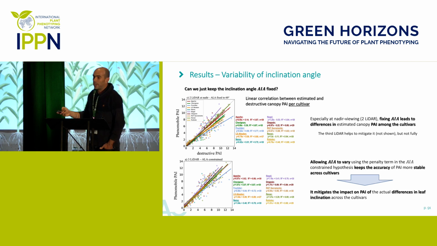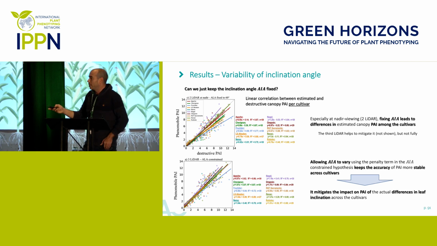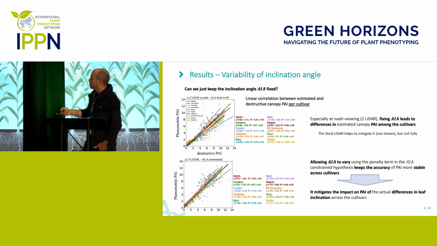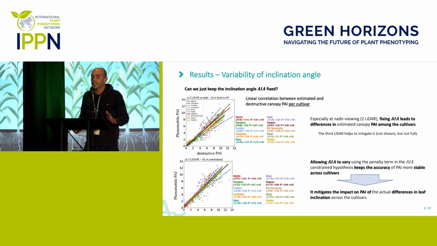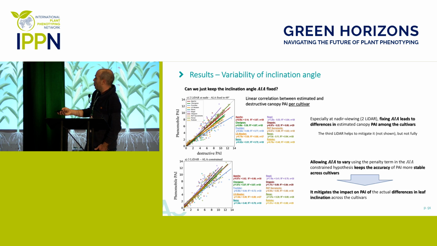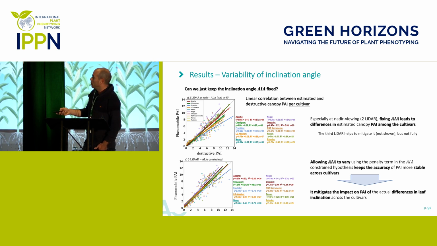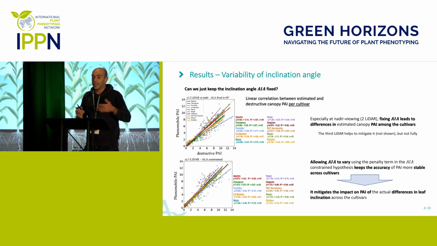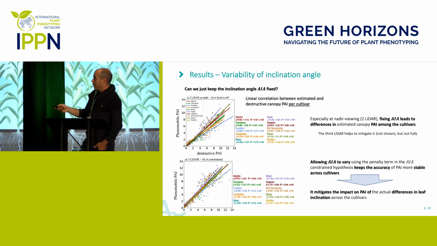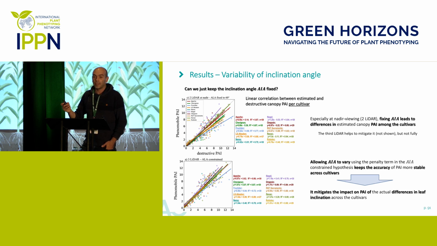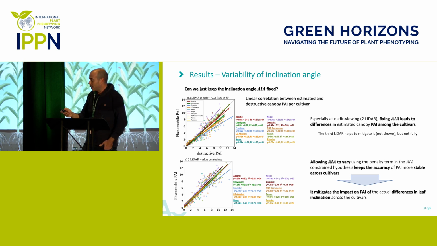However, if we leave average leaf angle to vary with the penalty term, almost all, except these 2 varieties, the relationship between observed and estimated plant area index seems to be independent from the cultivar. The hypothesis is, okay, when we allow them to vary, we are dealing with possible differences in leaf inclination across the cultivars. If we keep the ALA fixed, these differences in architecture will impact the plant area index.